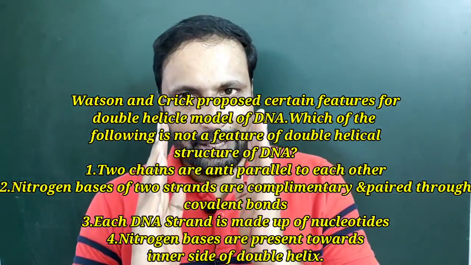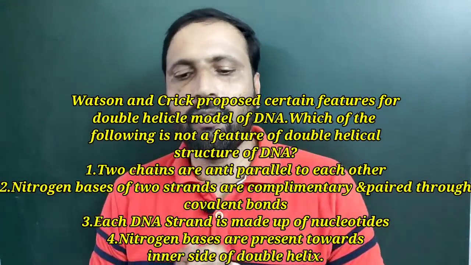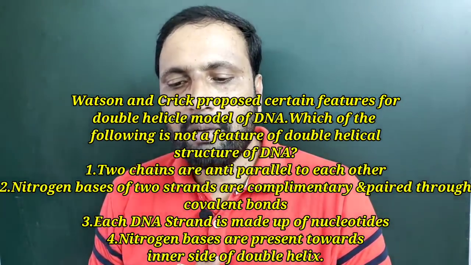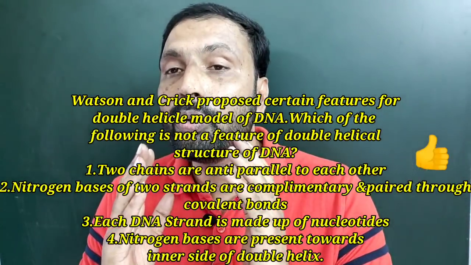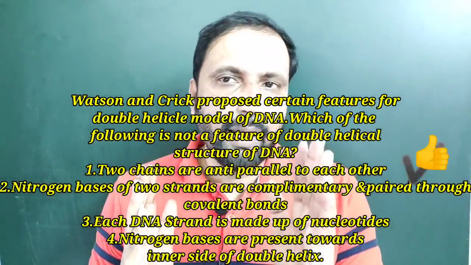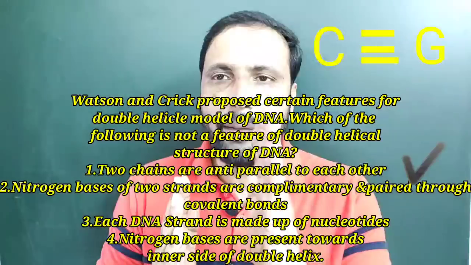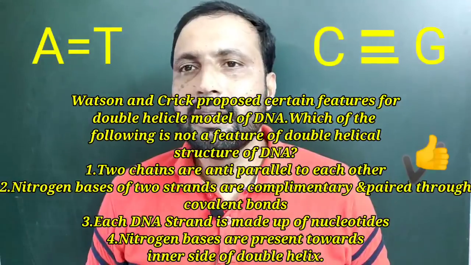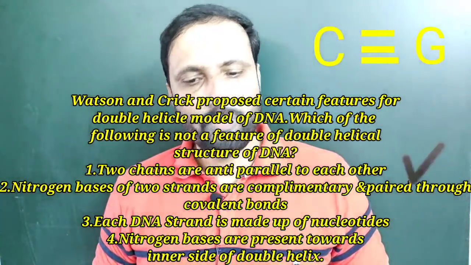You can say easily. Very important. Look at the second option. Nitrogen bases of two strands are complementary and paired through hydrogen bonds. Adenine complementary with the thymine, cytosine complementary with the guanine. Adenine complementary with the thymine by 2 hydrogen bonds, cytosine complementary with the guanine by 3 hydrogen bonds.